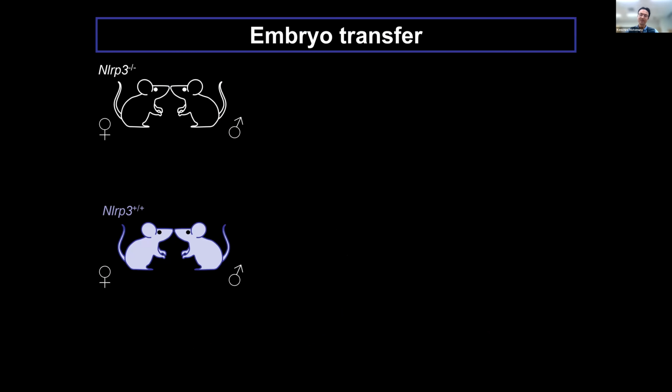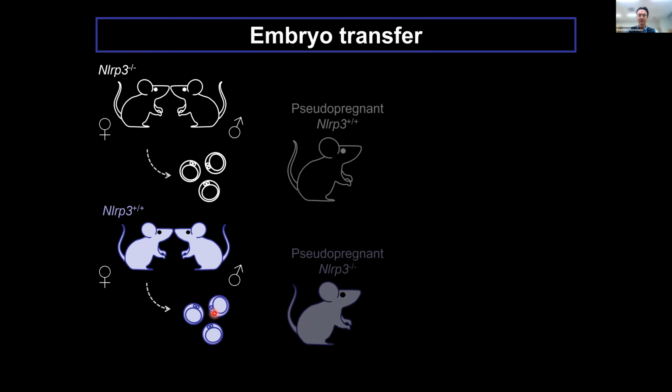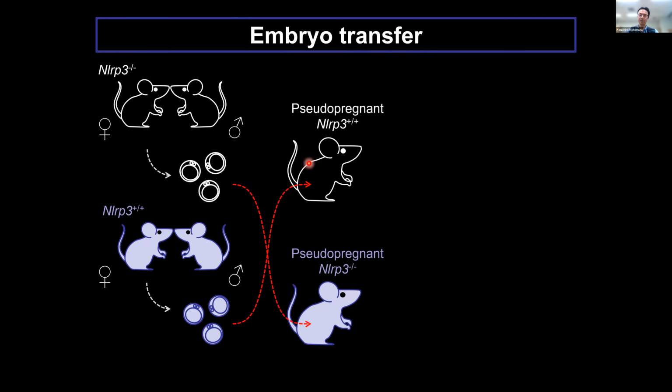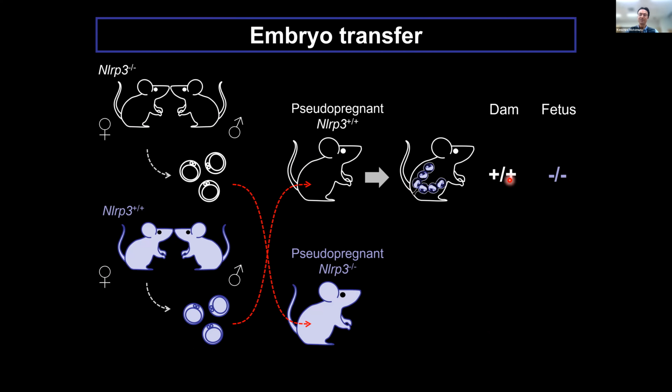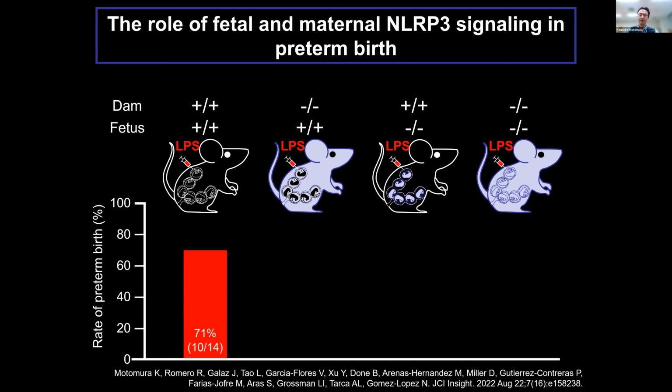So to address this question, we utilized embryo transfer. We collected the embryos from wild type and knockout mice and transferred them to pseudopregnant animals of opposite genotypes. And then we obtained dams, wild-type dams carrying knockout fetuses and knockout dams carrying wild-type fetuses. And we injected LPS intra-amniotically for these mice.